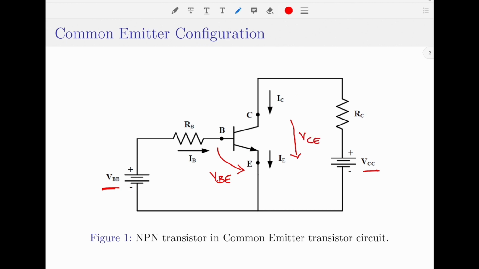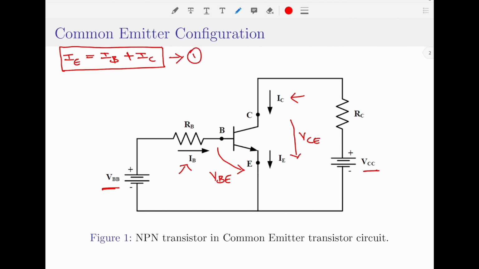Let us now recall the equation that relates the currents in a BJT, which is given by emitter current IE equal to base current IB plus the collector current IC. In the common emitter configuration, the input current is the base current and the output current is the collector current. By analyzing the equation for the current in the BJT, which let me call equation 1, we find that for the common emitter configuration, the output current, which is IC, is greater than the input current, which is IB.